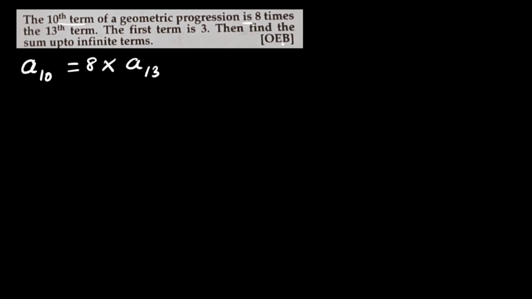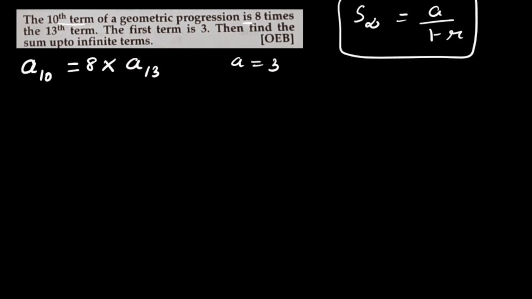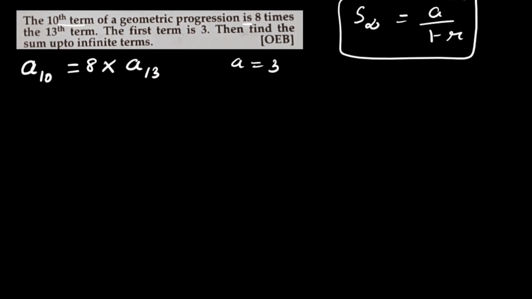The first term is 3, so that means A is equal to 3. Then find the sum up to infinite terms. Sum up to infinite terms we have to find. Its formula we know: the sum of infinite terms is A by 1 minus R. So this formula you know, A by 1 minus R.